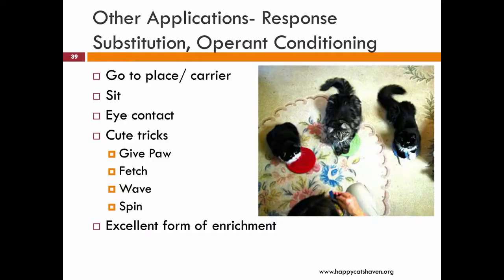So as we said, there are a couple of different places where we can use operant conditioning or response substitution to teach a cat to go to place or go to carrier. These three kitties in this photo are all in their particular station. You'll see they each have their own color. You can teach a sit.